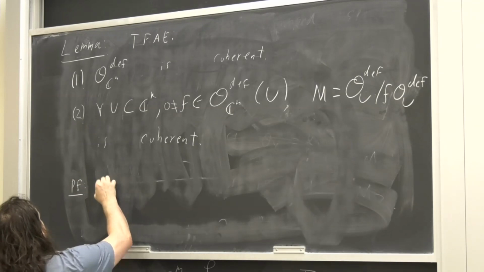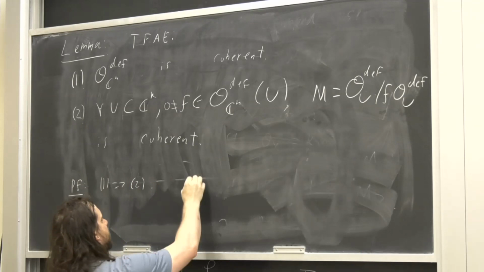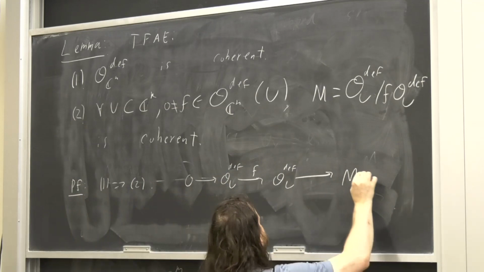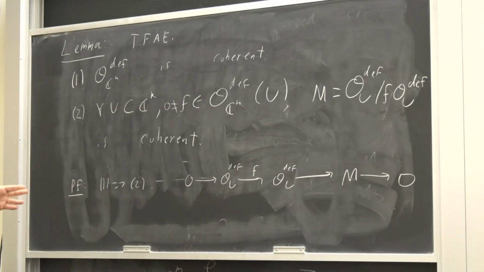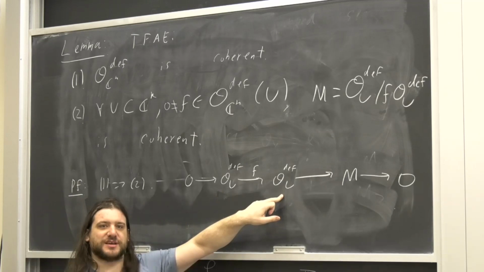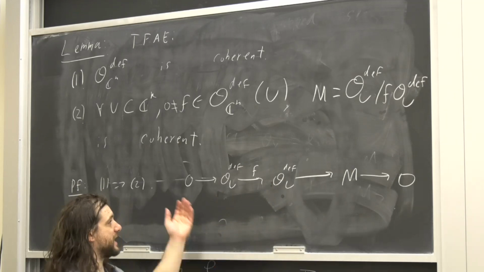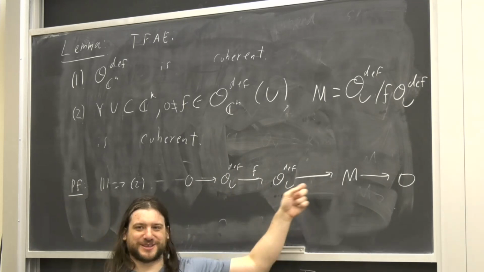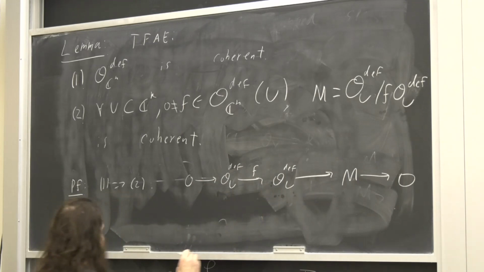So 1 implies 2 is easy because I have this exact sequence. By definition, basically, if I assume that U is connected, which is harmless, this map is injective because they're holomorphic functions. I can't multiply something by a non-zero f and get something that's zero. And so I get this exact sequence. And so if these two are coherent, then this one is also coherent. The other way doesn't work, of course, because if I assume two of these are coherent, I'm already assuming the game. You have OU def appearing twice here. So that's 1 implies 2.